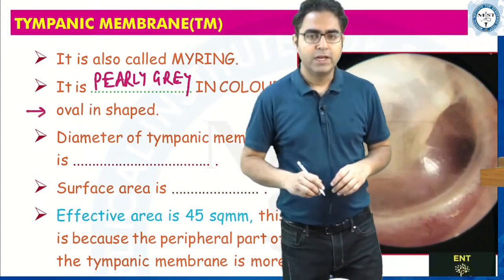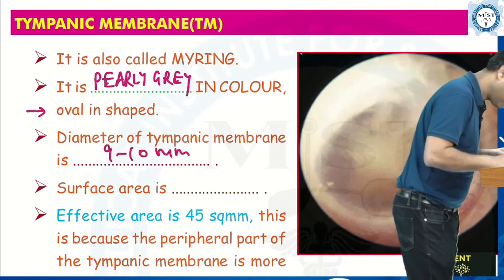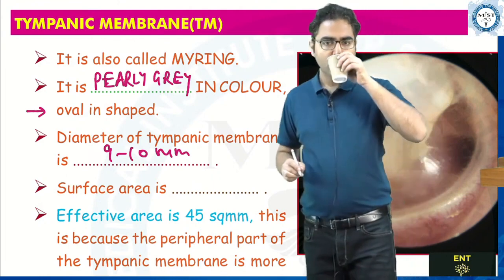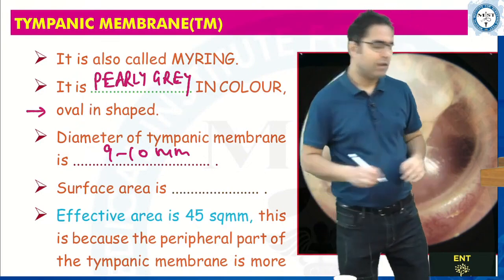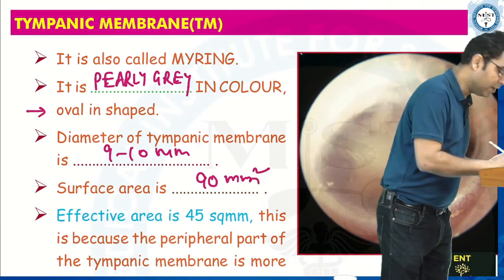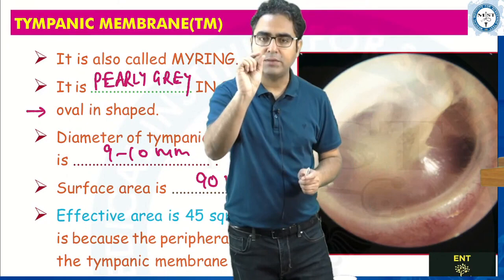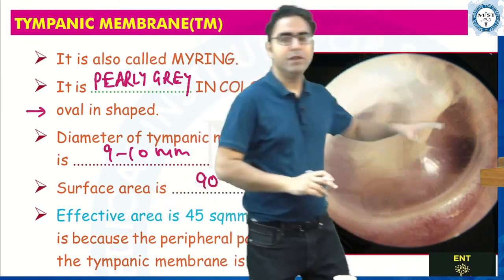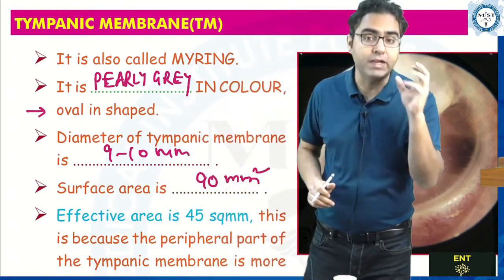The diameter is 9 to 10 millimeter. The surface area is 90 square millimeter. This is exactly the size of a Disprin tablet. Have you seen a Disprin tablet, beta? A Disprin tablet is the size of the tympanic membrane. Don't think it's so big. When we look at it, it seems very big, but it's not that big. It is a very small membrane.